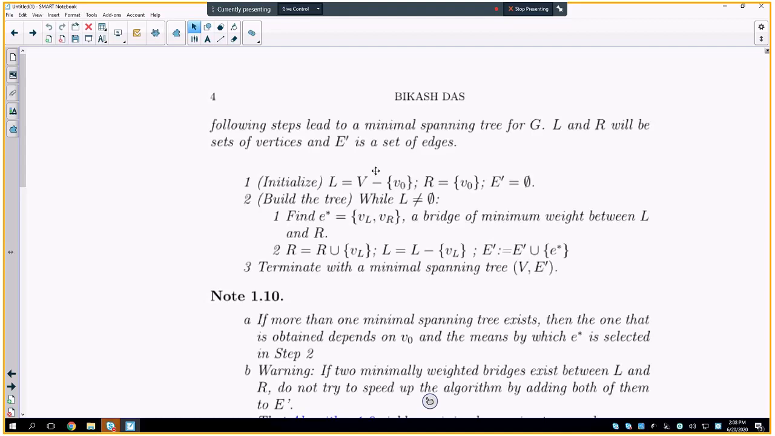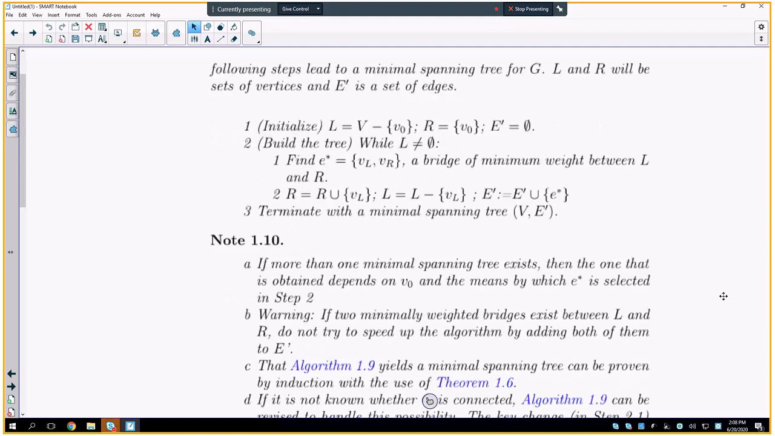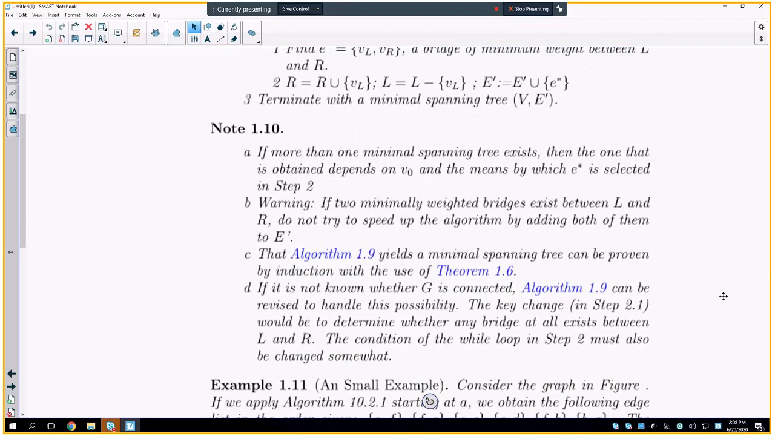I'm going to show you an example, and this process is going to be very clear to us. But before that, let's talk about the note. Note 1.10 says, if more than one minimal spanning tree exists, then the one that is obtained depends on V0 and the means by which E star is selected in step 2. So I can get more than one minimal tree.